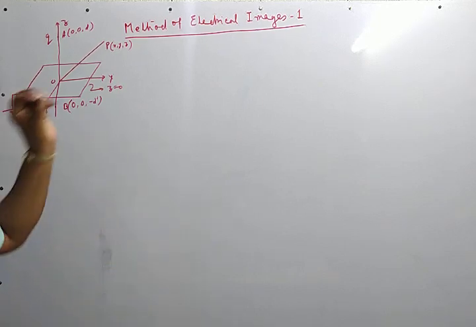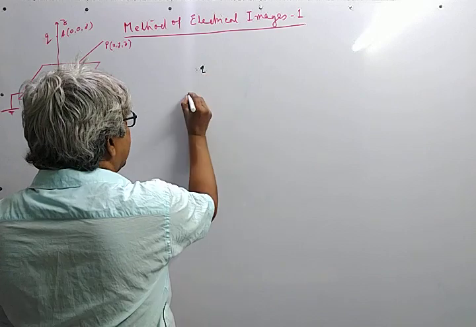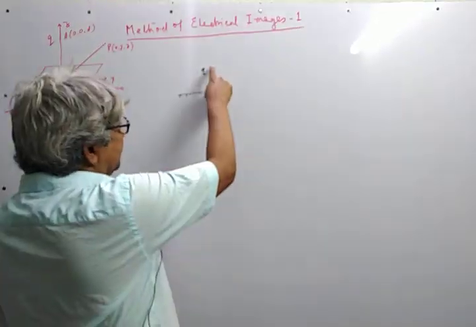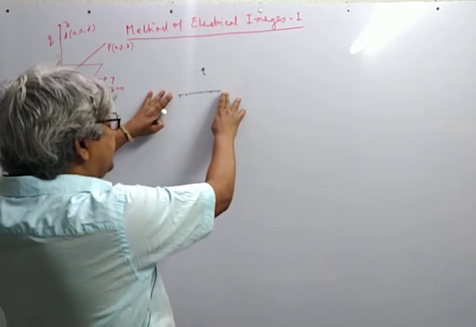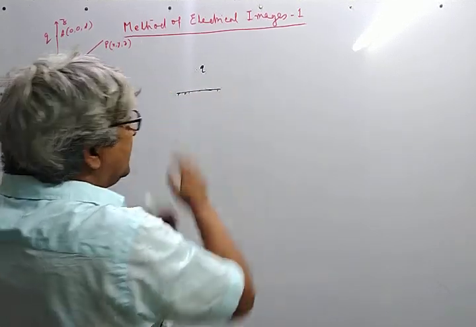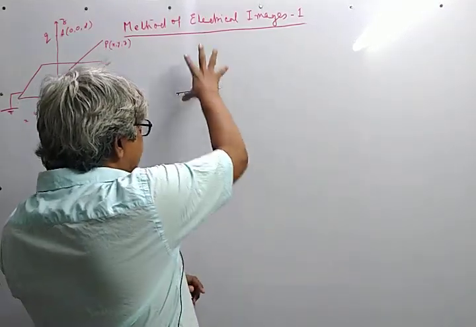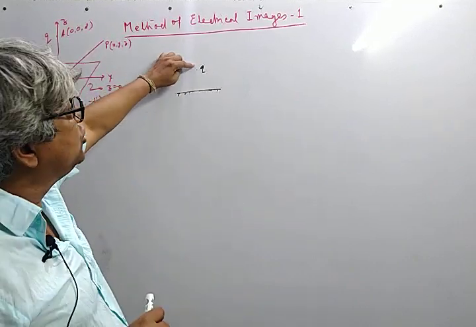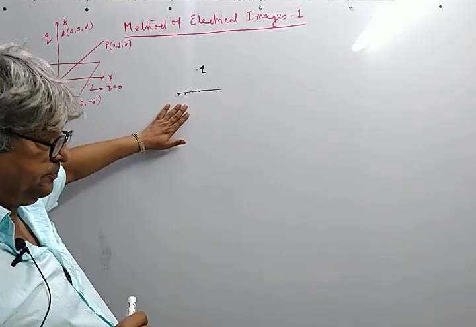Let us consider a point charge. A point charge Q is placed in front of a conductor. If it is a positive charge, then there will be negative charges induced on the conductor, and if it is a dielectric, then the dielectric will be polarized due to the presence of the charge. We call this the inducing charge, and the charges will be induced on the material body.